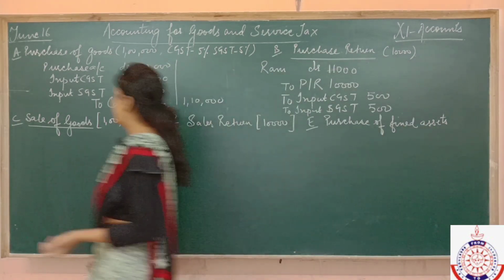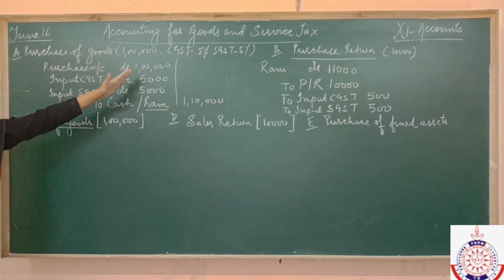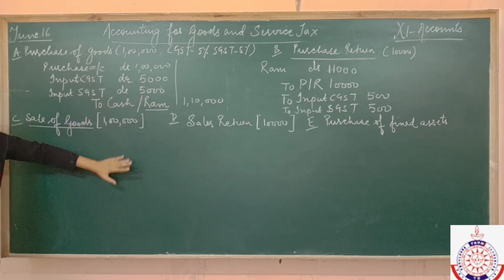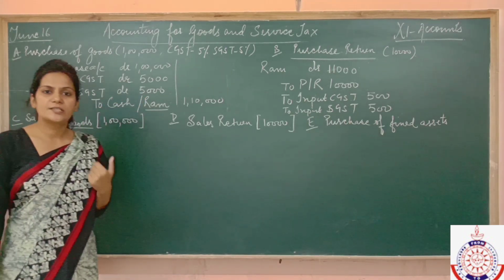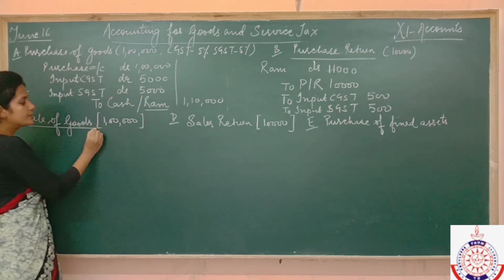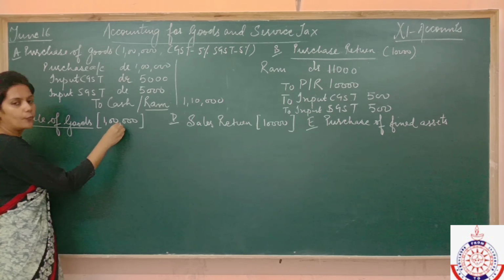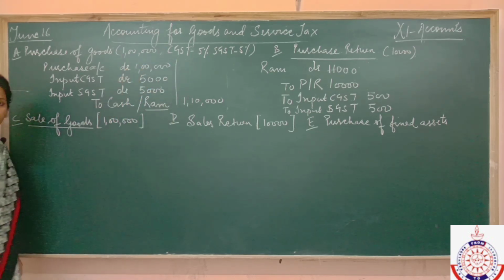Now come to the case of sale of goods. Now these entries were from the point of view of the business. Now this entry will also be from the point of view of the business only, when our business is going to sell the goods. Let's say our business is going to sell the goods for rupees 1 lakh within the state. It means CGST and SGST will be 5% each.